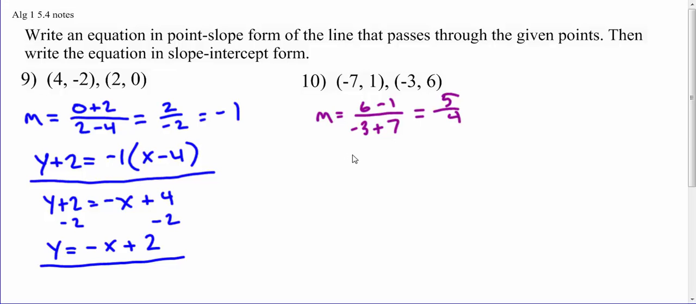5/4. Again, it doesn't matter which point you choose. I'll go with the first. Y minus 1 is equal to 5/4 times x plus 7. There's your point slope form.